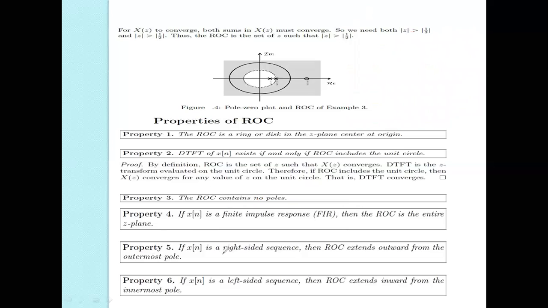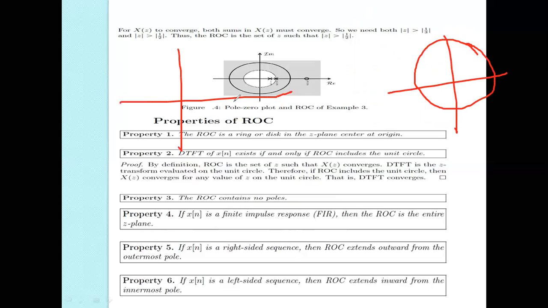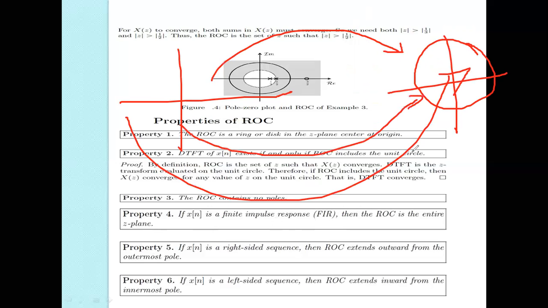What is the fifth property? If x of n is a right-sided sequence, right-sided means outside the circle. I already told you about the S plane and the Z plane. Right-sided is outside, left-sided is inside, and the imaginary axis maps to the circle. The fifth property says the same thing: if x of n is a right-sided sequence, then the ROC extends outward from the outermost pole.